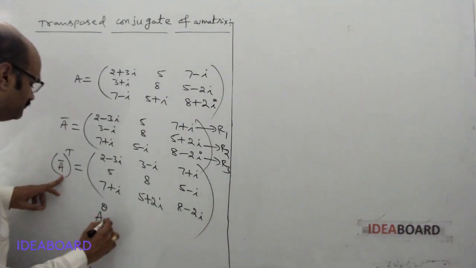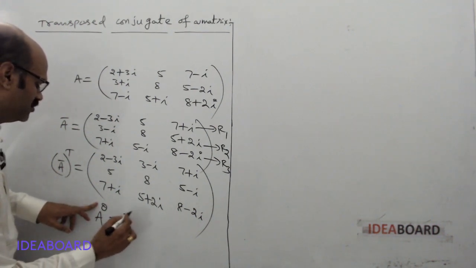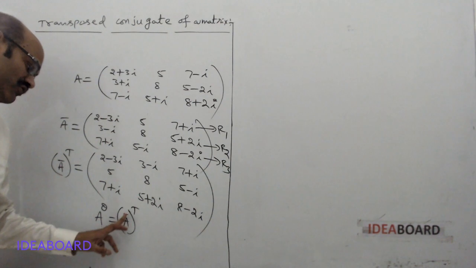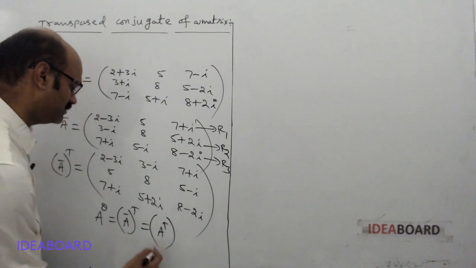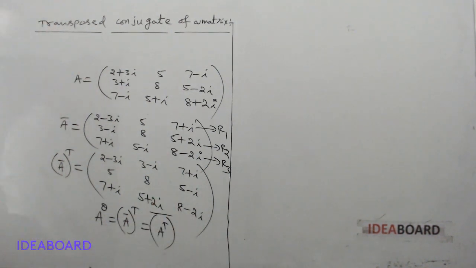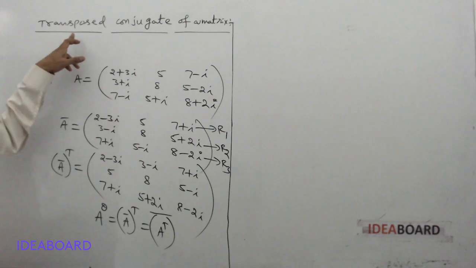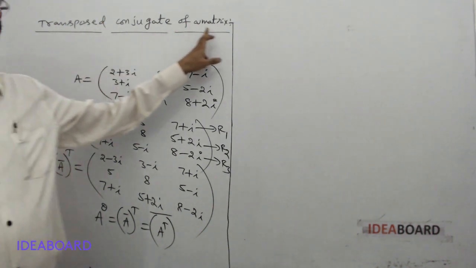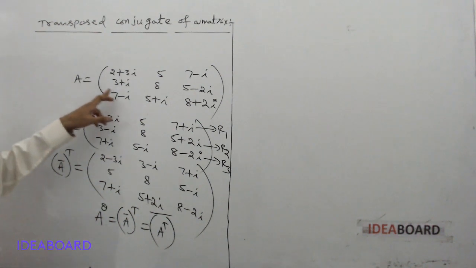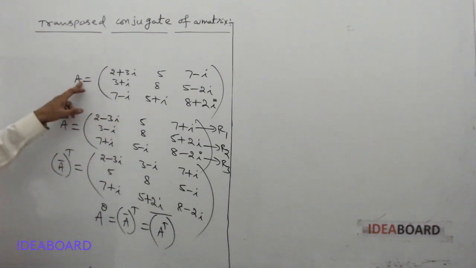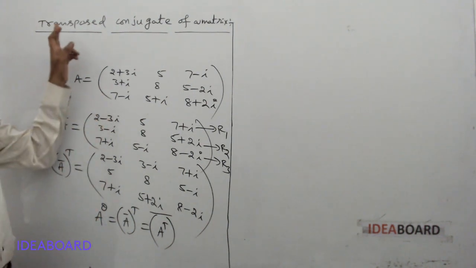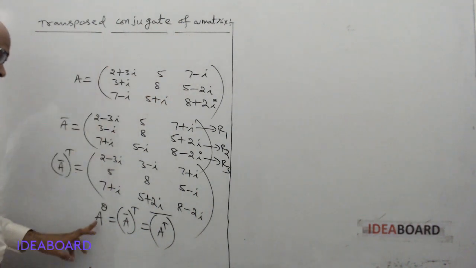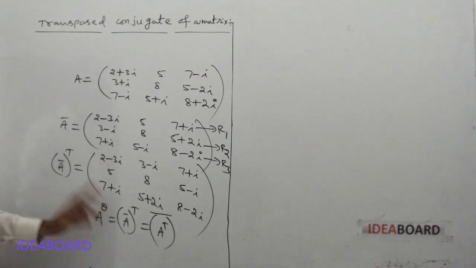Now here, A power theta is always equal to the transpose conjugate of A, or it can be taken as A transpose whole bar. So therefore the definition of the transpose conjugate of a matrix is, if A is any matrix, then the transpose of the conjugate of the given matrix is called the transpose conjugate of a matrix. It is always denoted by A power theta.